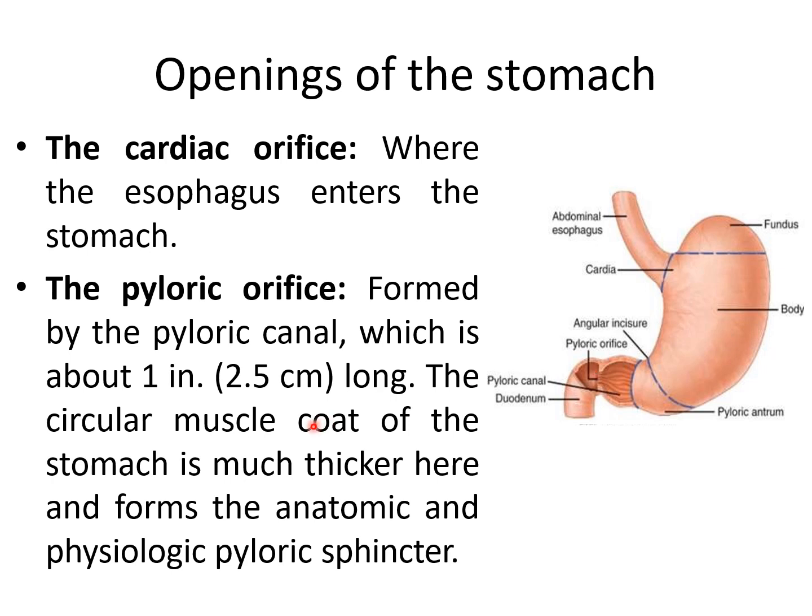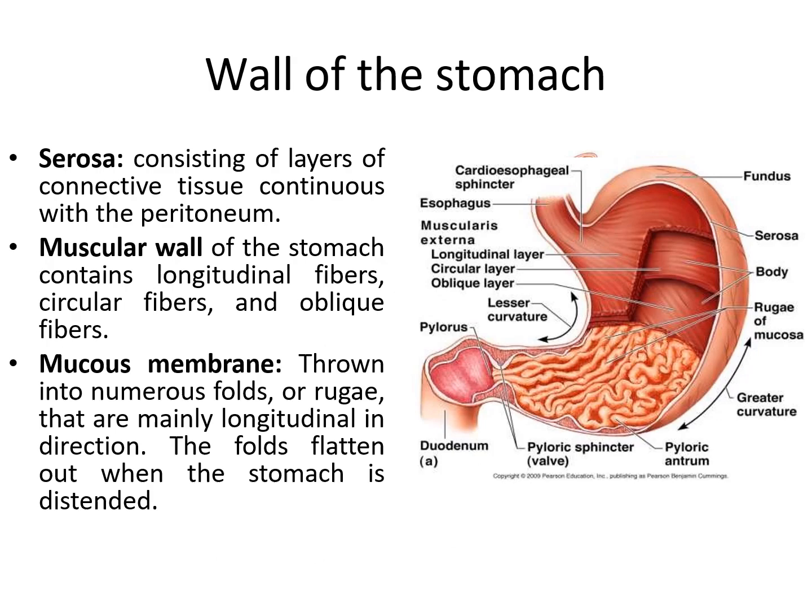The circular muscle coat of the stomach is much thicker here and forms the anatomic and physiologic pyloric sphincter. About the wall of the stomach.